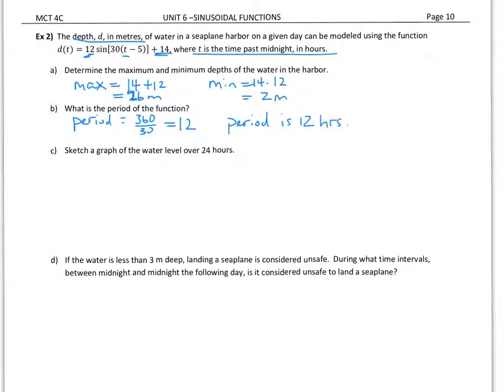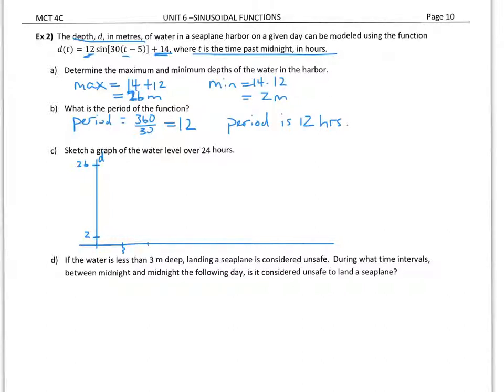All right, sketch a graph of the water level over 24 hours. So 24 hours would be 2 periods worth. And I need to have a minimum of 2 and a maximum up here of 26. And this is just a sketch. So that's my height, or depth of water, I should say. And from there I need a period of 12 hours. So 12 divided into 4 equal parts would be 3. So I'm going to make a scale go up by 3 here.